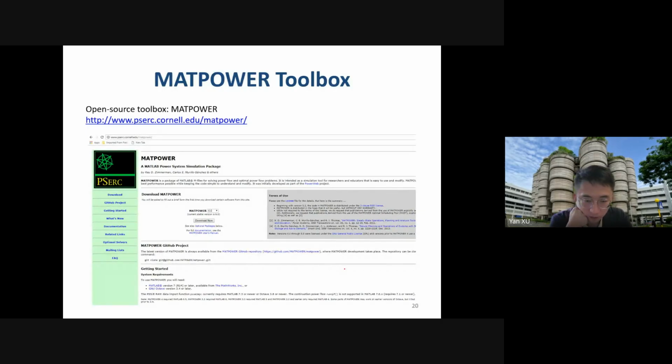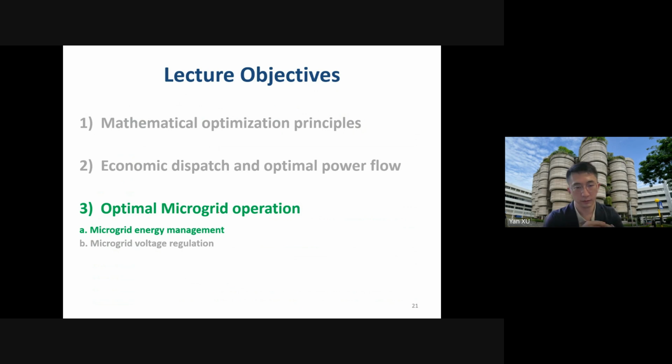But once again, as I just said, as power engineers, sometimes we just focus on modeling, and the solution algorithms are already developed by mathematicians. Even for OPF, there is a very famous open source package in MATLAB called MATPOWER. It was developed by a set of researchers at Cornell University. You can go to the website and download a copy. MATPOWER can do both power flow study and optimal power flow study. You can directly solve OPF in this toolbox. So that is the second part, the economic dispatch and optimal power flow.